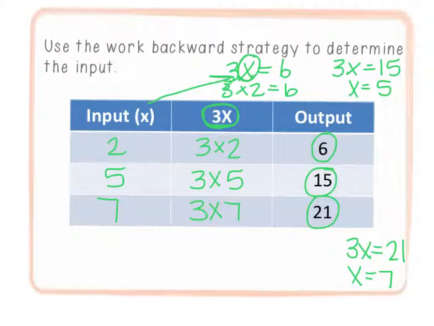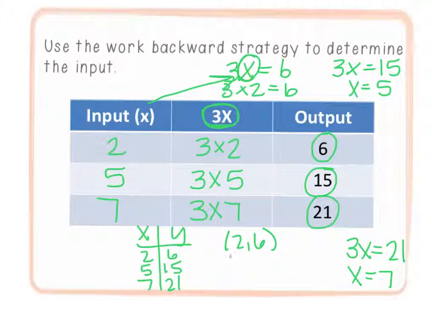And then if they asked you to graph it, you would figure out what your x and y's are. 2, 6, 5, 15, 7, 21. And those would be your points.